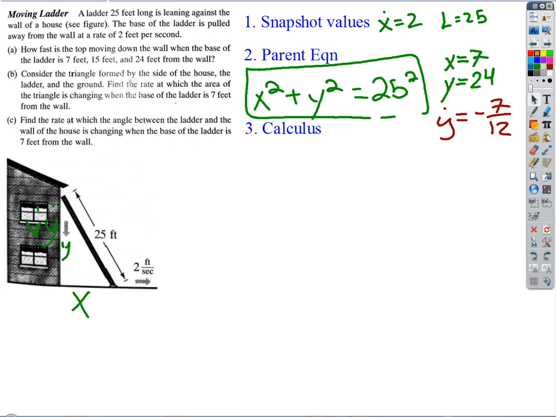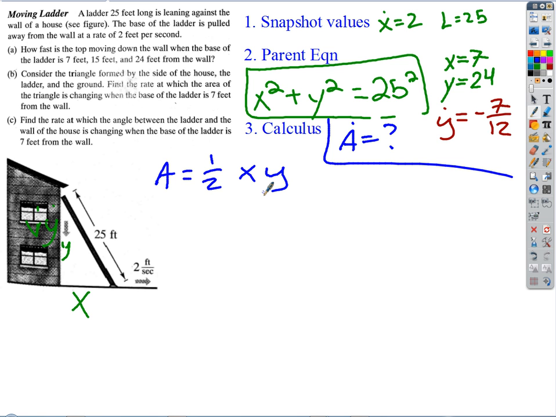Okay, so part B. What's our new parent equation going to be? A equals 1/2 xy. Good. So we're looking now for A dot. There's all our snapshot stuff up here. Parent equation: A equals 1/2 xy.